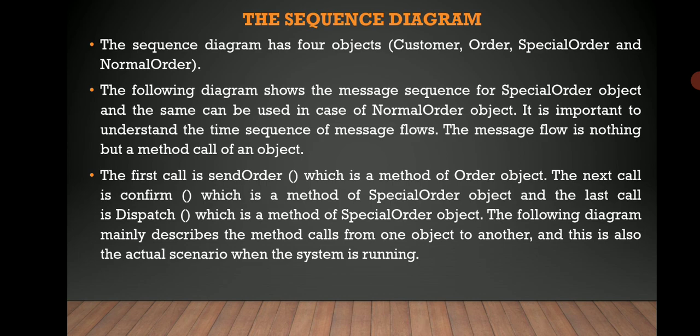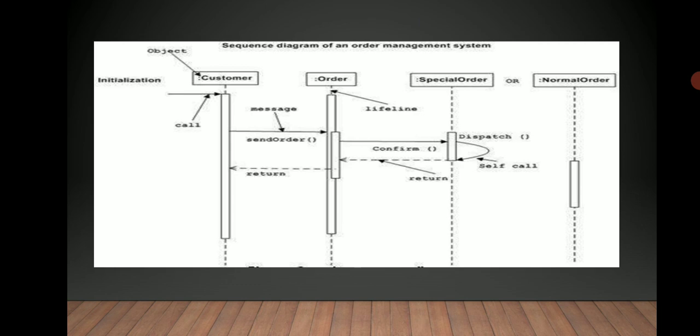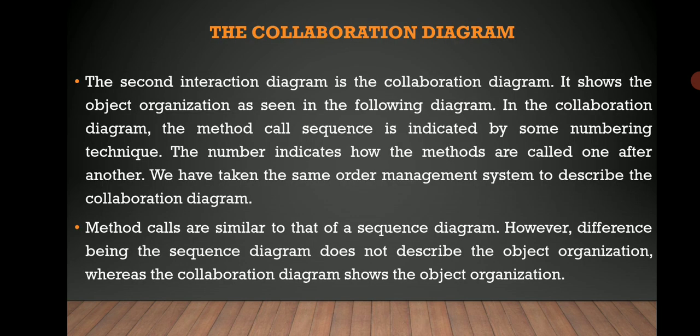The following diagram mainly describes the method calls from one object to another, and this is also the actual scenario when the system is running. Consider this diagram, which shows customer, order, special order, normal order, and these are the methods which flow between them, that is send order, confirm, dispatch, return, etc.